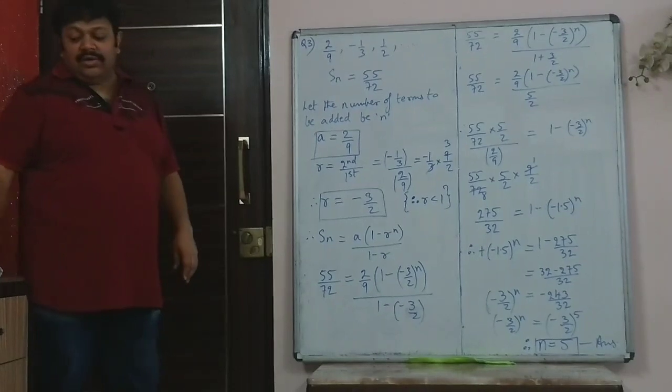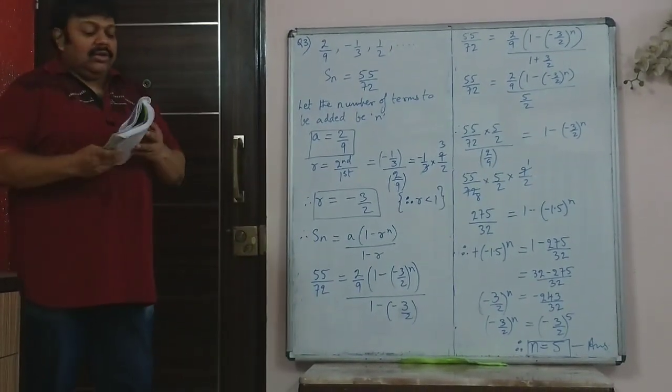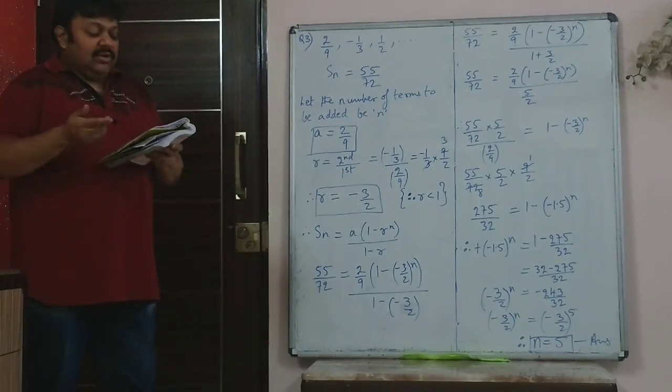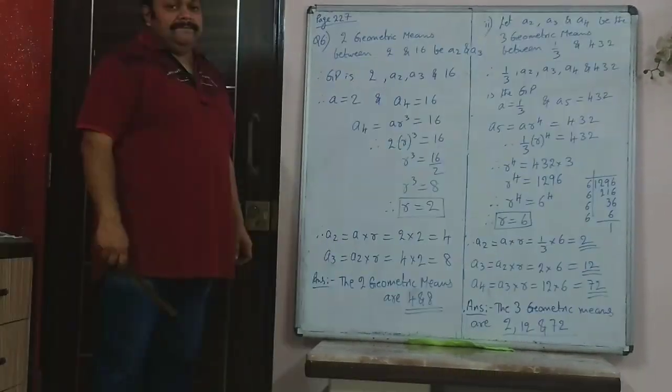This was the third sum. Fourth sum is not there. Even the fifth sum is fully cancelled. And seventh sum. So now we will do the sixth and then the eighth sum.